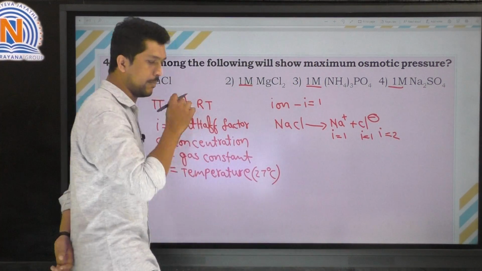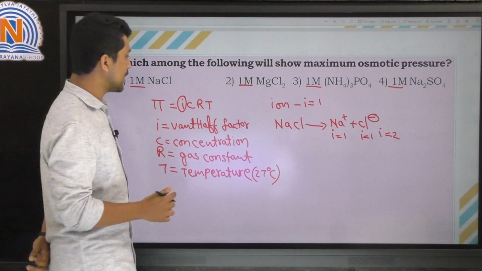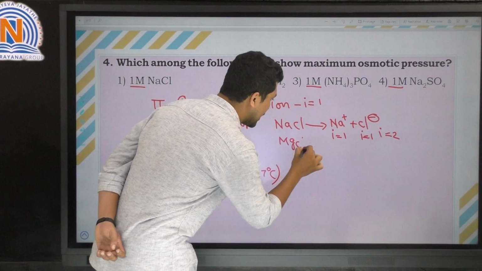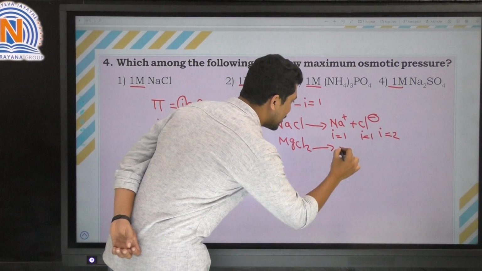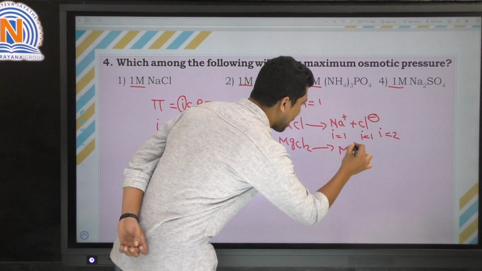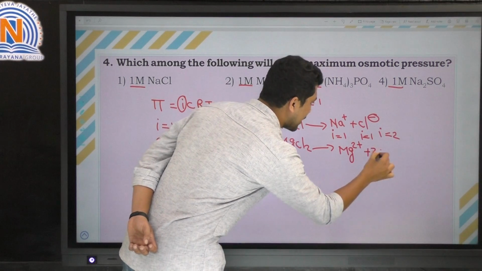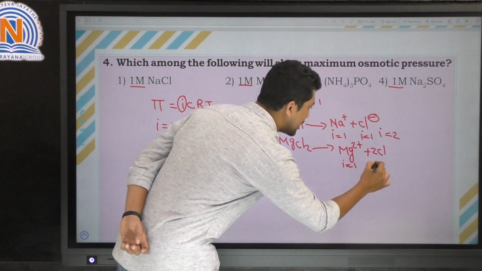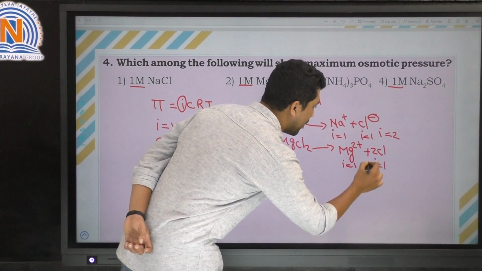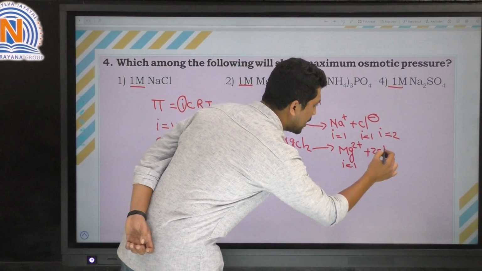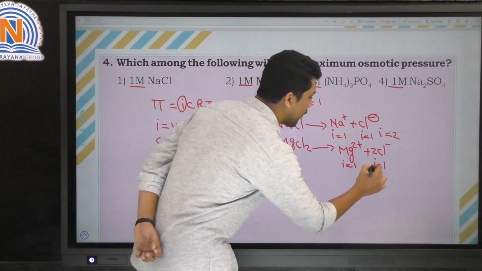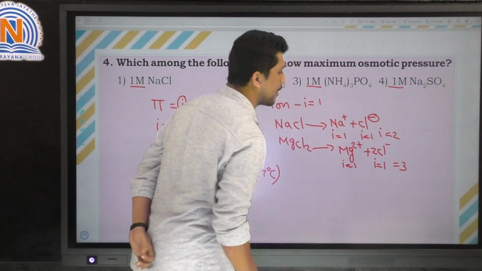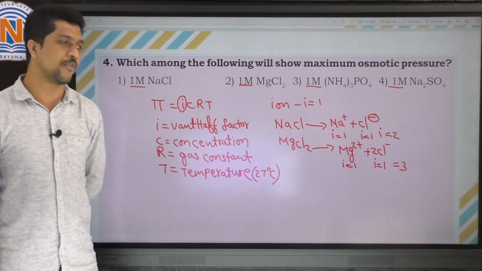Clear? Now the next one, MgCl2. MgCl2 will dissociate into Mg2+ and 2Cl-. This has i equal to 1 and this has i equal to 1, but there are 2 Cl, so the total van't Hoff factor for MgCl2 is 3.